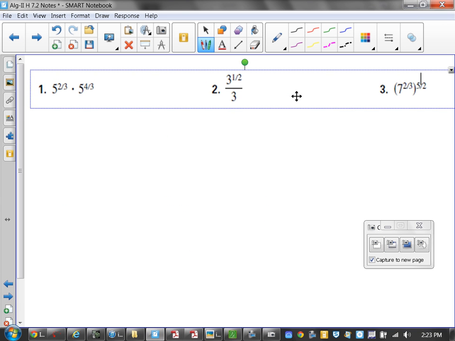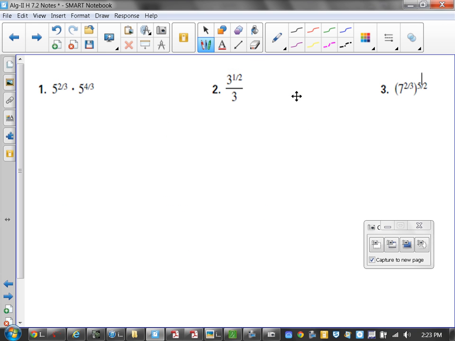So, like I was saying, I just want to show you a couple of examples here. What I'm looking at here, I've got 5 to the 2/3 times 5 to the 4/3. Do they have the same base? Yeah, 5, right? Different exponents. You're multiplying them together. What do you do to the exponents? Add them. So this becomes 5 to the 6/3. What's 6 over 3?